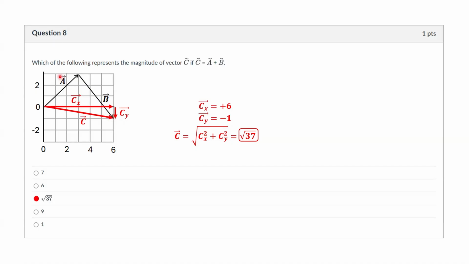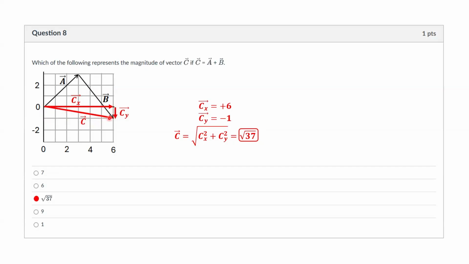So therefore, the sum of A plus B should be the vector that connects the tail of A to the tip of B. So C would lie here. The x component of C would be the sum of the x components of A and B, which is just from here to here. That's going left to right from the tail of A to the tip of B. That's 6 units to the right. The y component of C would be from the tail of A to the tip of B along the y-axis. That would be negative 1 unit or 1 unit down.